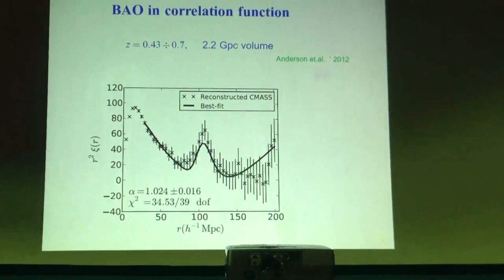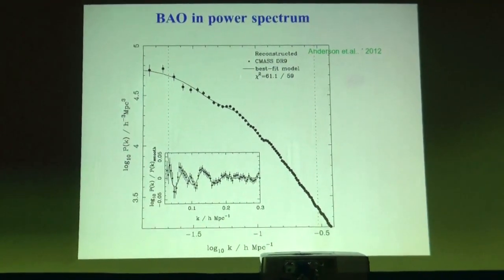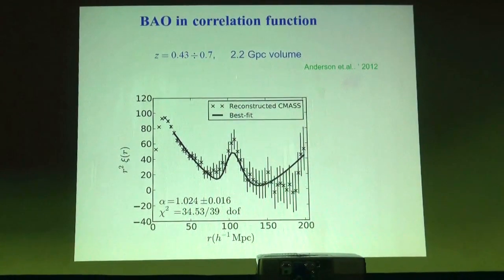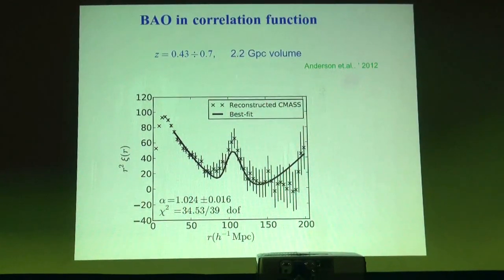But what is important is that one can see this feature, and actually this shows you what people are doing today. They are measuring the galaxy distribution over huge volumes, 2 gigaparsec cube, to infer this feature, and they extend the redshift from 0.4 to 0.7. It's a huge part of the universe.